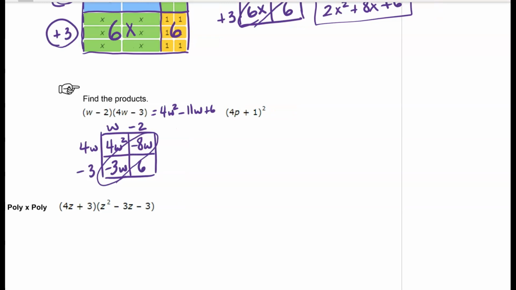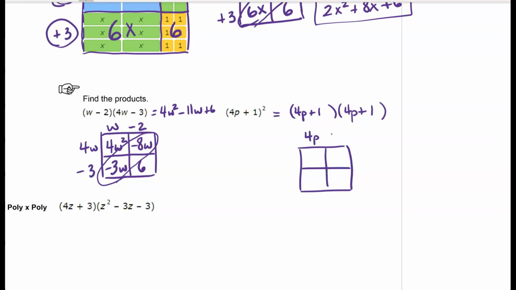The next example looks a little bit different, but remember that when you have an exponent that's next to a group, that means that you're using the group as a factor 2 times. Just like x squared is x times x, if I have 4p plus 1 squared, then that means 4p plus 1 multiplied by 4p plus 1. So that group is used as a factor twice. That's a binomial times a binomial, so I need a box that has 2 rows and 2 columns. 4p plus 1 multiplied by 4p plus 1.